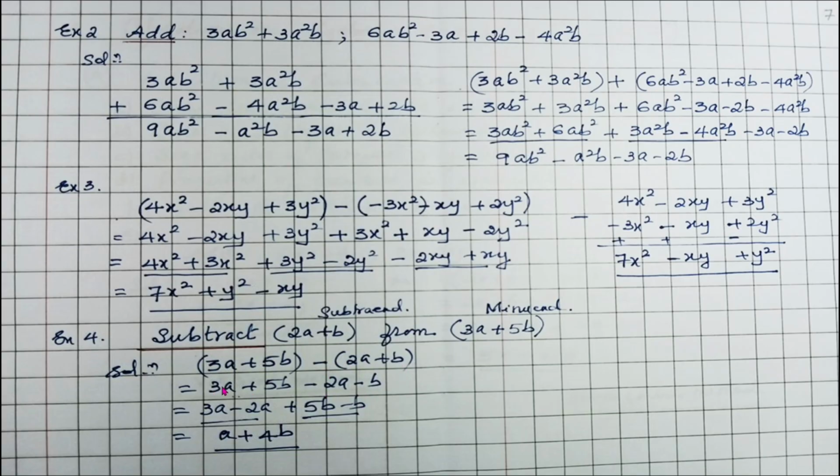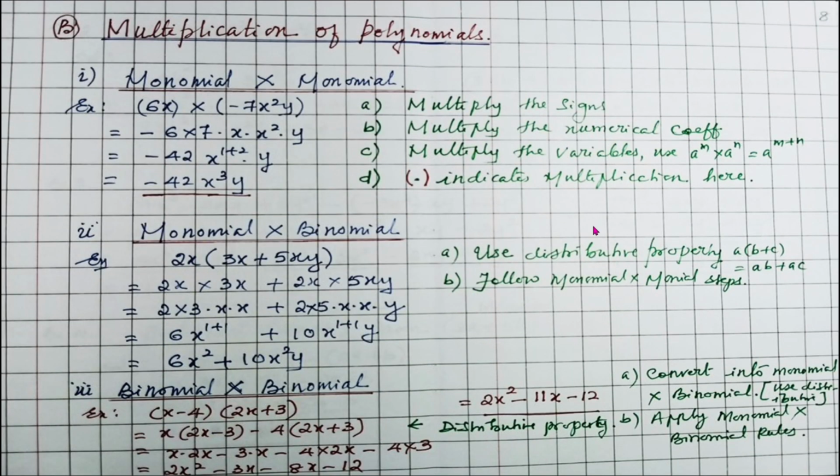Bring the like terms together. 3a − 2a, that means 3 minus 2 is 1a, plus 5b − b, 5 minus 1 is 4, and that is +4b. So that is the horizontal method of subtraction of algebraic expressions. Remember that. Now multiplication of polynomials.